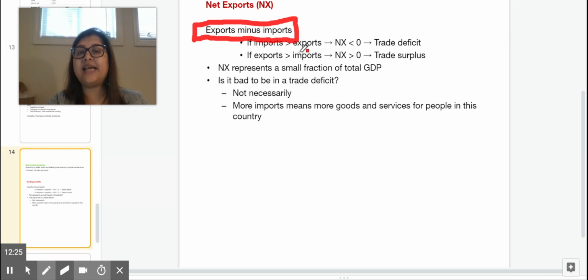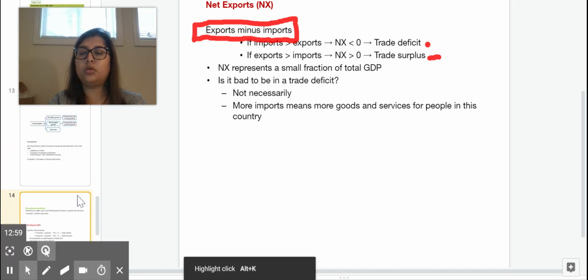If we sell a lot to the world, more than we buy from the world, we have what's called a trade surplus, and net exports is positive. On the other hand, if we buy a lot from the world and we don't sell them too much, we have a trade deficit. I'm sure you might have read or heard of the phrase trade deficit. America has a trade deficit. We buy too much from China. We buy too much from the rest of the world. This is a problem. We are sending our income abroad, and so on and so forth.